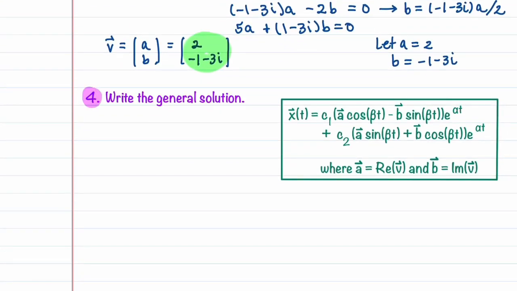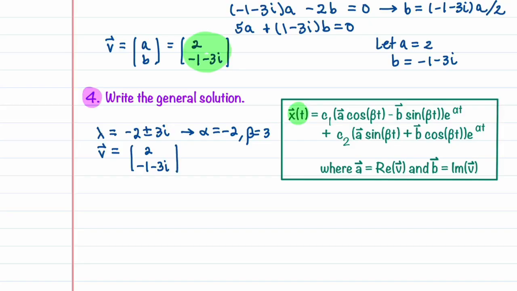Now we're at our final step, and that is to write the general solution. Over here on the right, I've written down what the general solution looks like for when we have complex eigenvalues. In our solution, we found that lambda was equal to minus 2 plus or minus 3i. So that means that alpha is minus 2 and beta is equal to 3. Let's also write down our vector V, even though it's right up there. This way we'll have it all together. We have 2 and then minus 1 minus 3i.